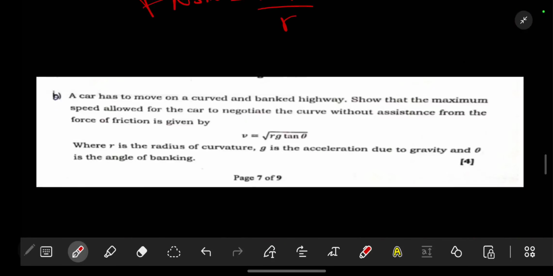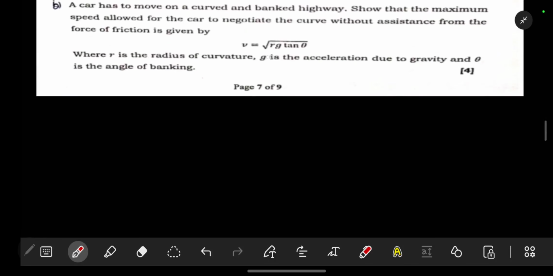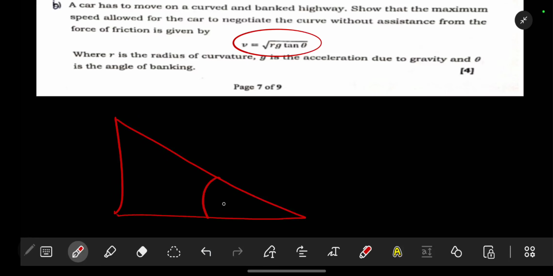Let's say we have a question which says that a car has to move on a curved and banked highway. Show that the maximum speed allowed for the car to negotiate the curve without assistance from the force of friction is given by. So we are required to show this. We have a car on the ramp like this, and we have the angle theta. You create the diagram first, then you draw the normal force. The angle will be here, theta.